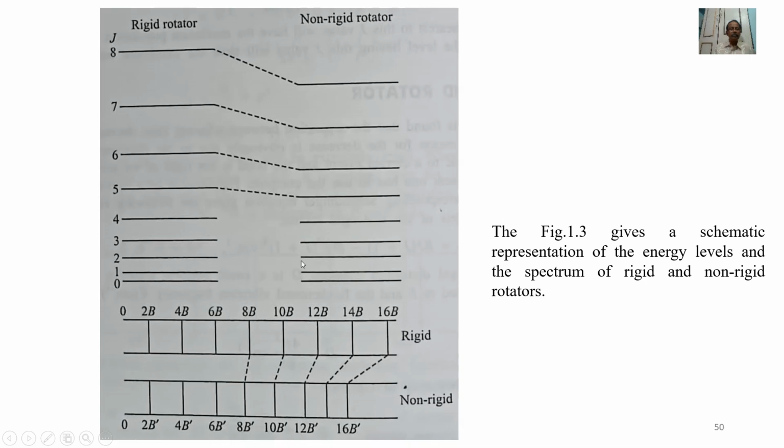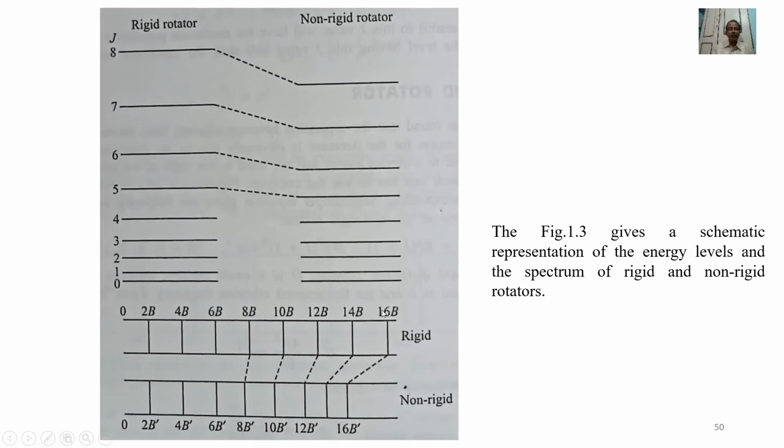Whereas when J increases to 5, look at J equals 5, here it is somewhat less, and there's a small separation here. And when J increases to higher values, say up to 8, the separation also becomes larger. Here it is very less, and here the separation is more. So when J becomes more and more, the separation is more, whereas the energy level within the non-rigid rotator decreases.